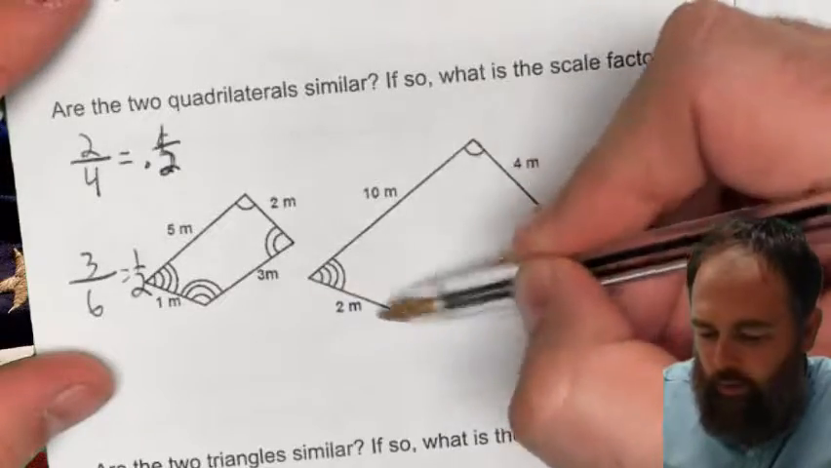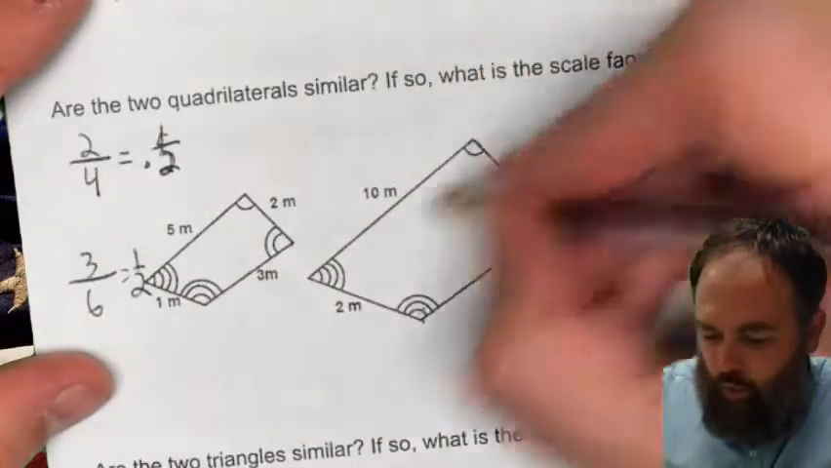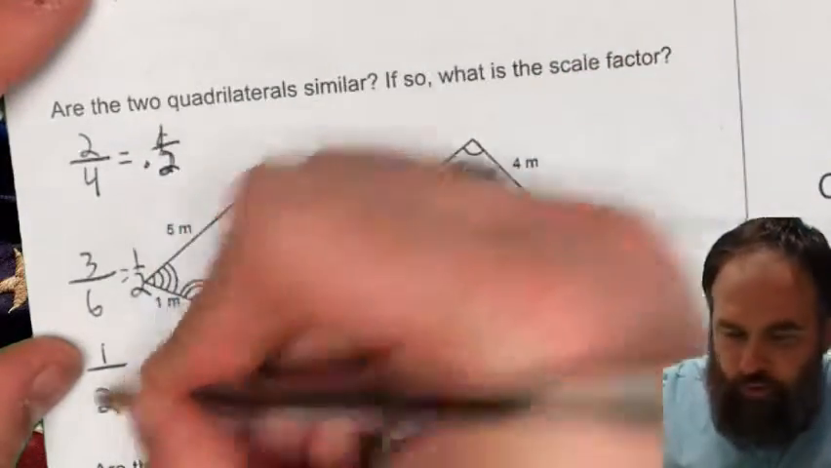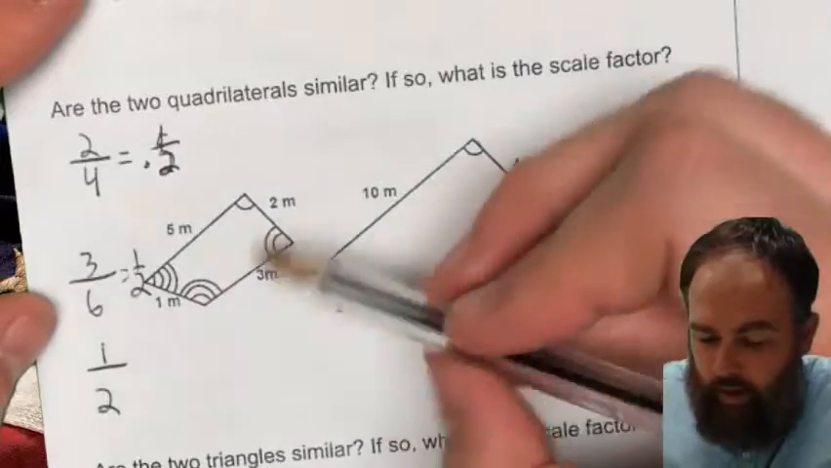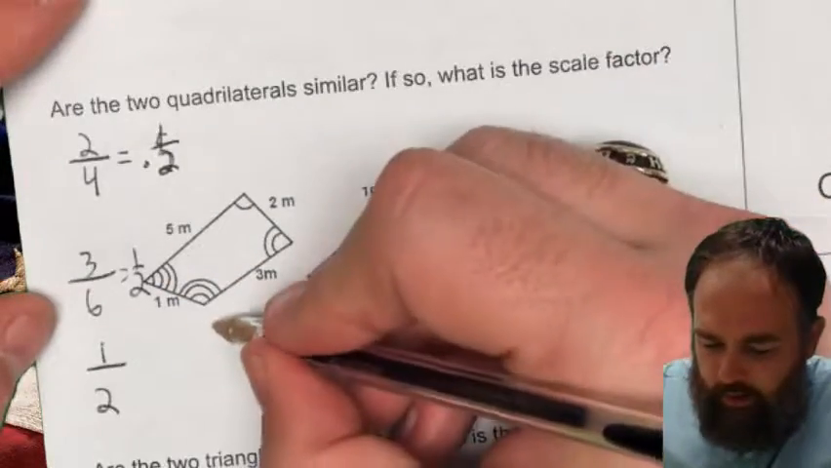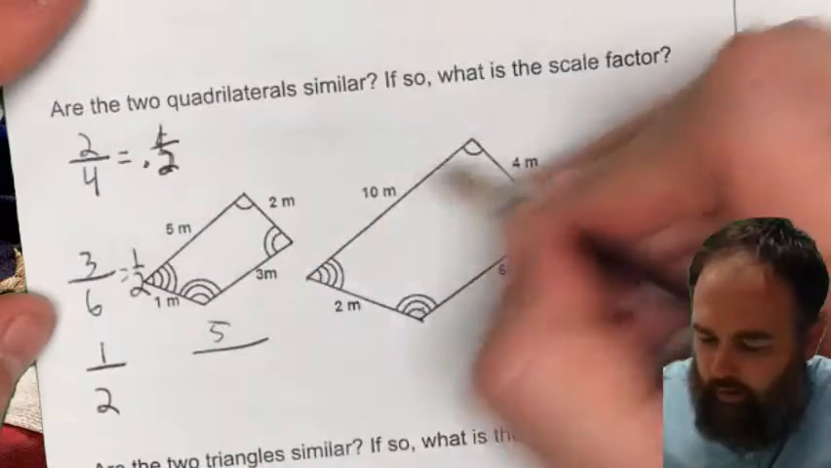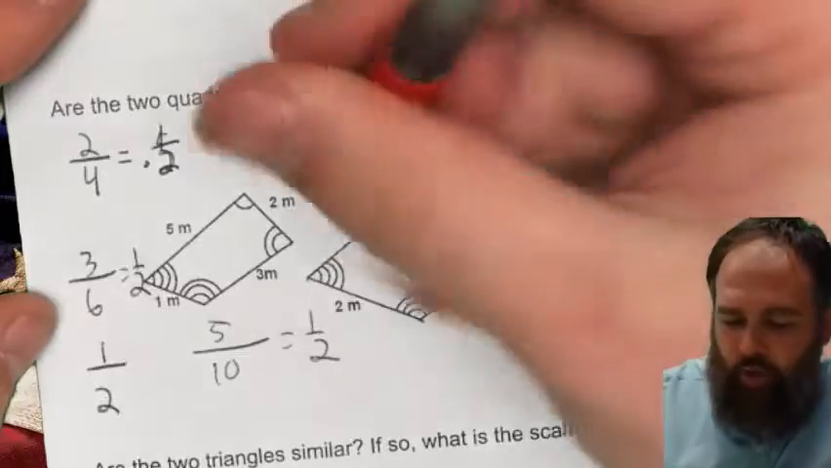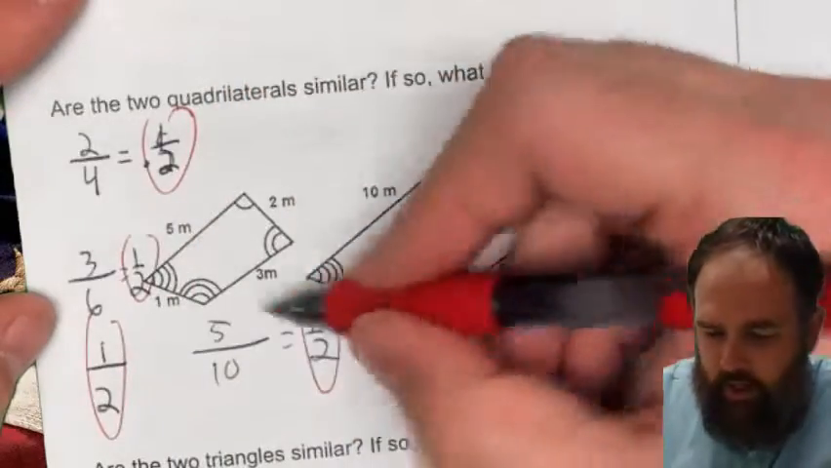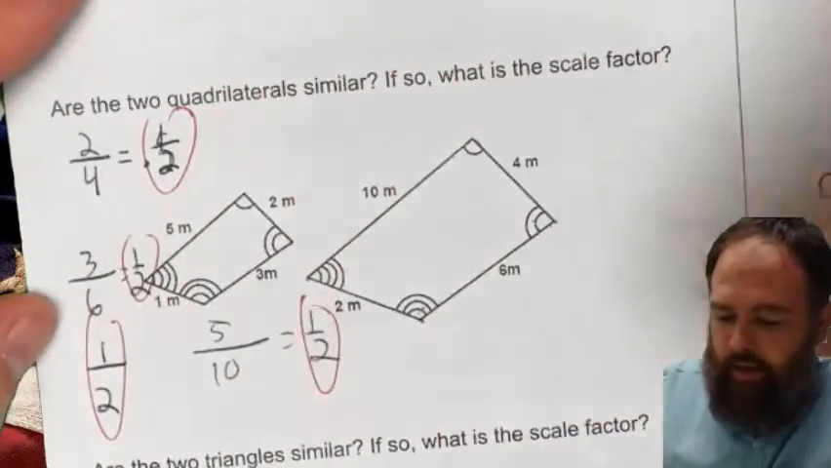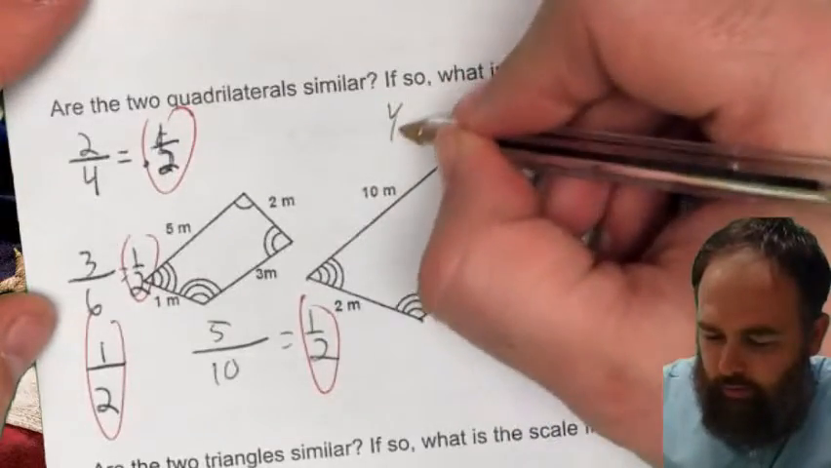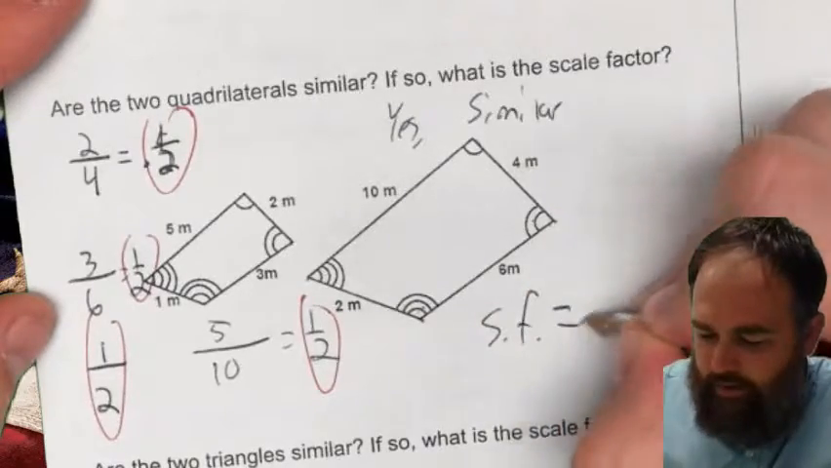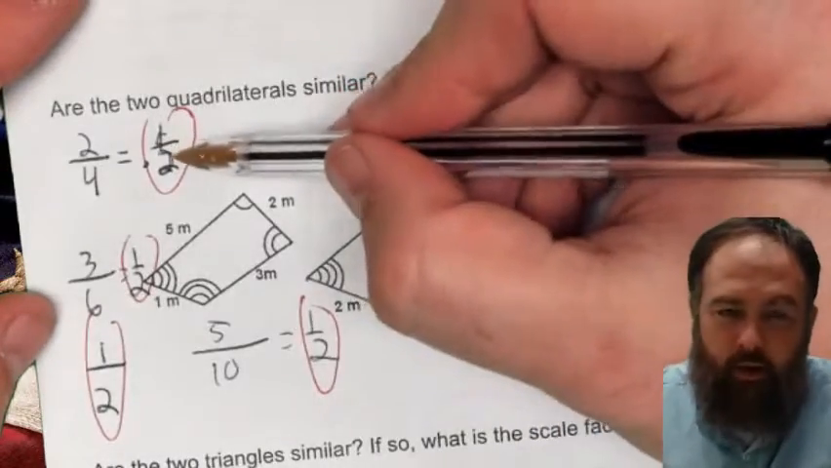From 3 to 4 on this side, I'm sorry, this side first, is 1 over, from 3 to 4 here is 2, which is already reduced. And then on this one, from 5 back to 1 is 5 over, here is 10, which reduces to 1/2. Notice that every single one of these reduce down to the exact same amount. So yes, they are similar to each other. And the scale factor is equal to whatever this reduced fraction is.